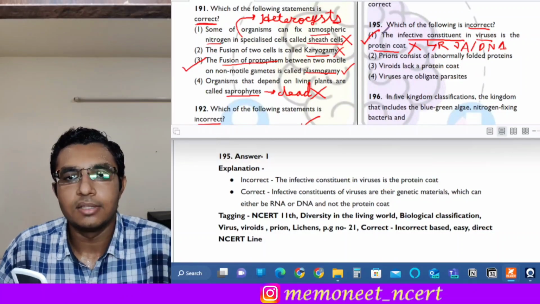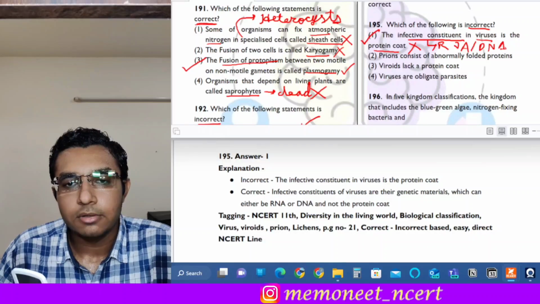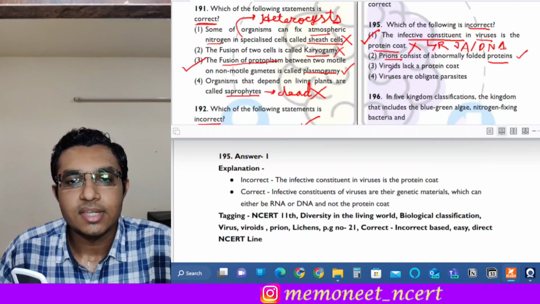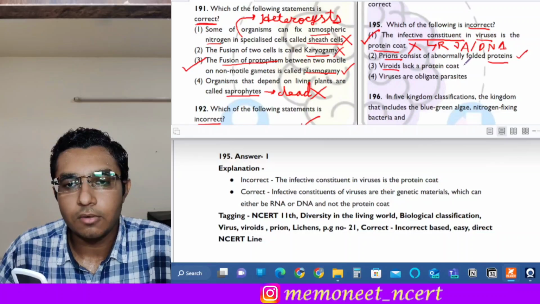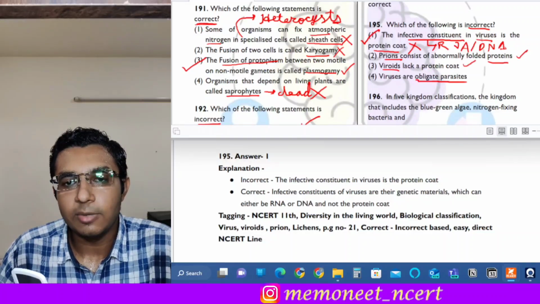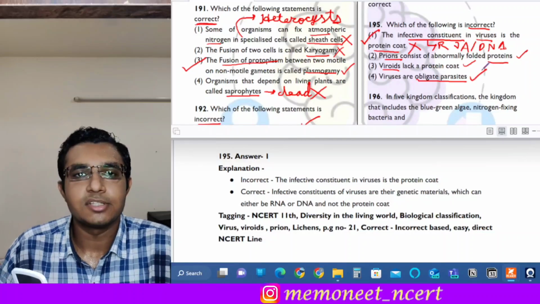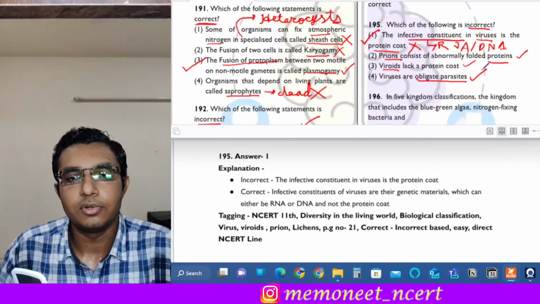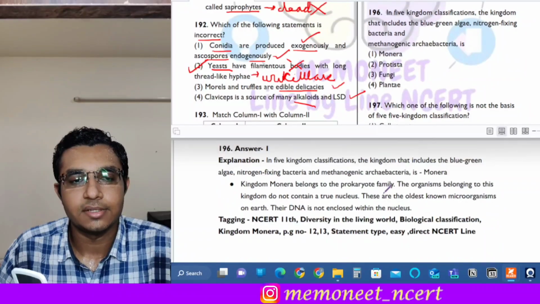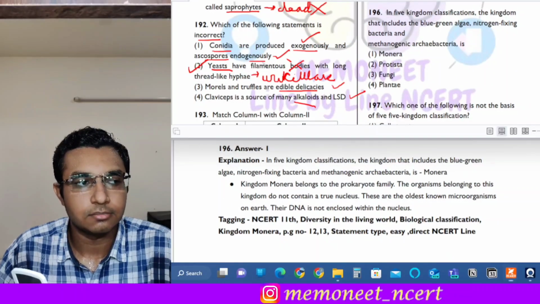Let us see the other three statements also. Prions consist of abnormally folded proteins. This statement is correct. Second is viroids lack a protein coat. This statement is also correct. And fourth is viruses are the obligate parasites. So yes, this statement is also correct. Okay. So I hope you got this question. Moving on to the next question, that is question number 196.